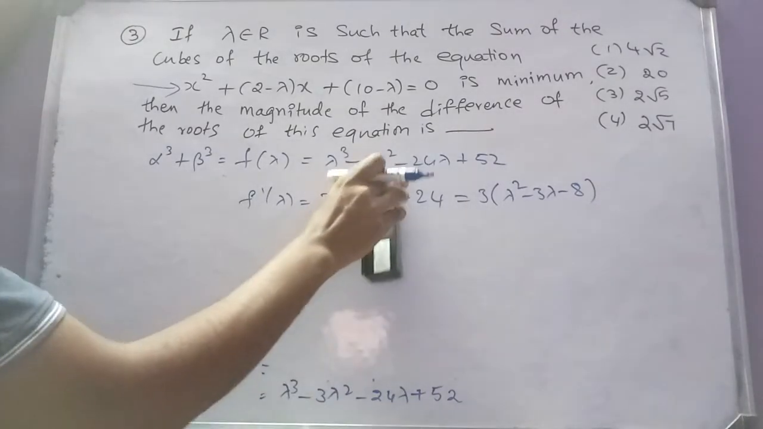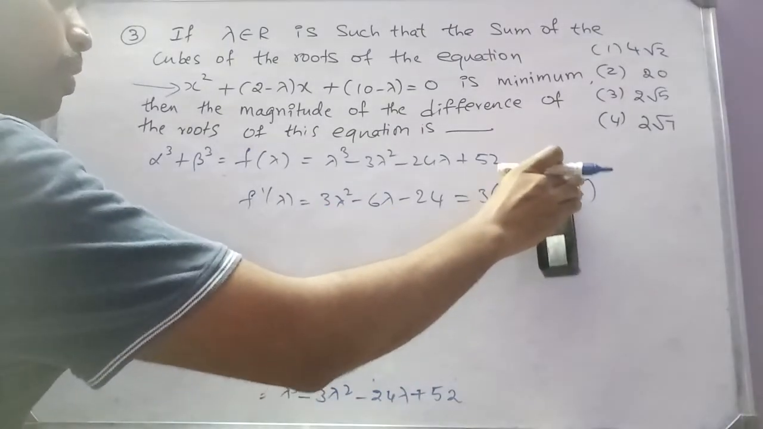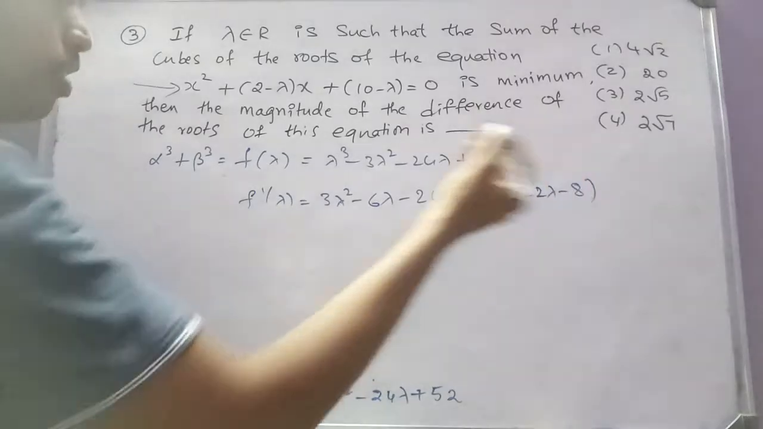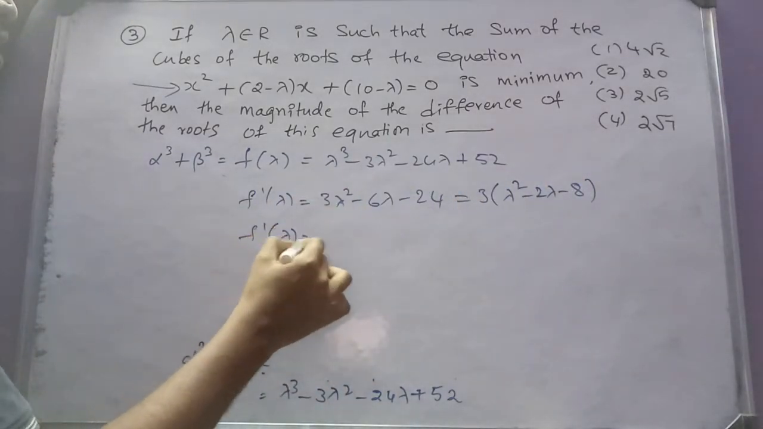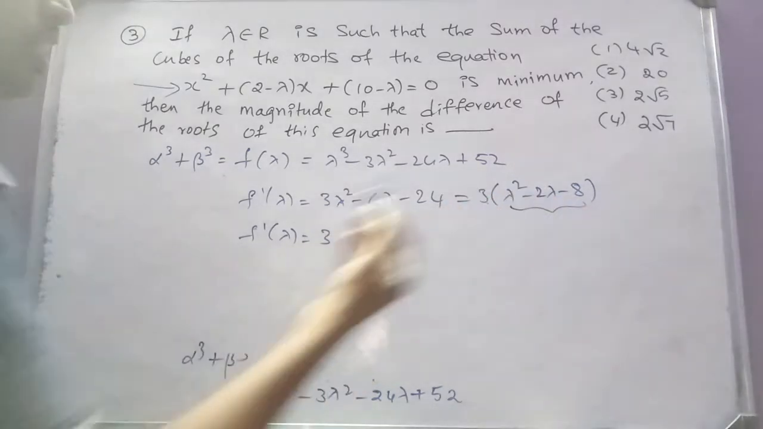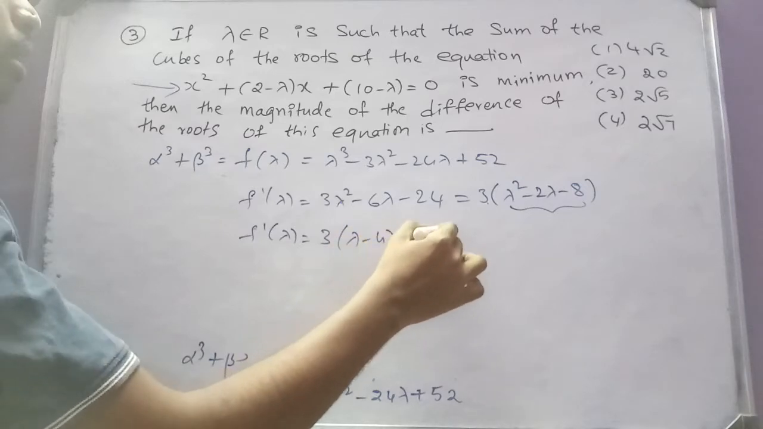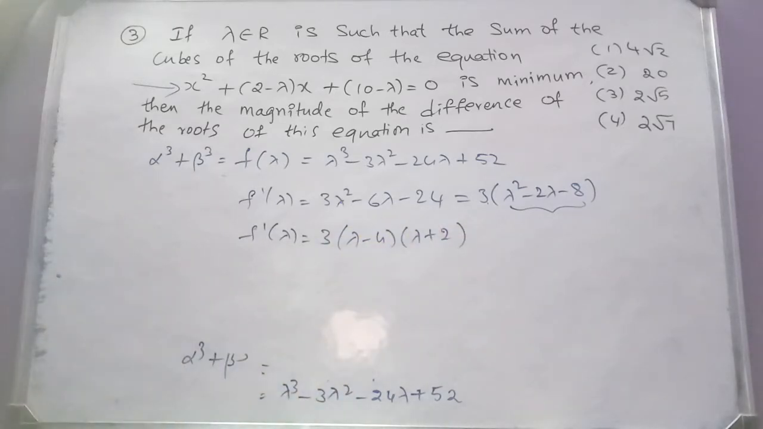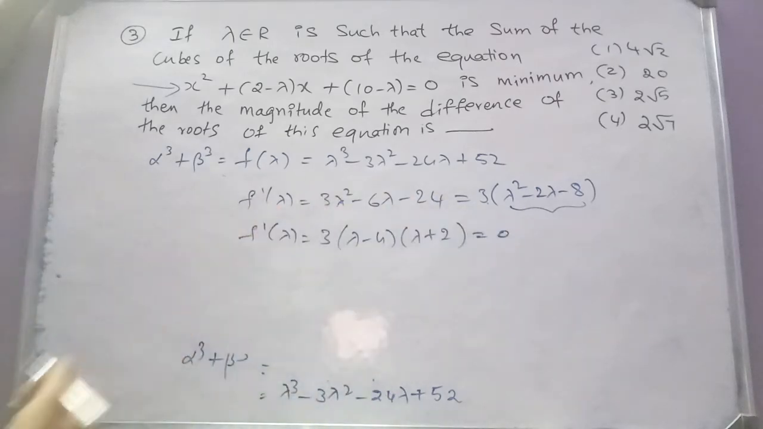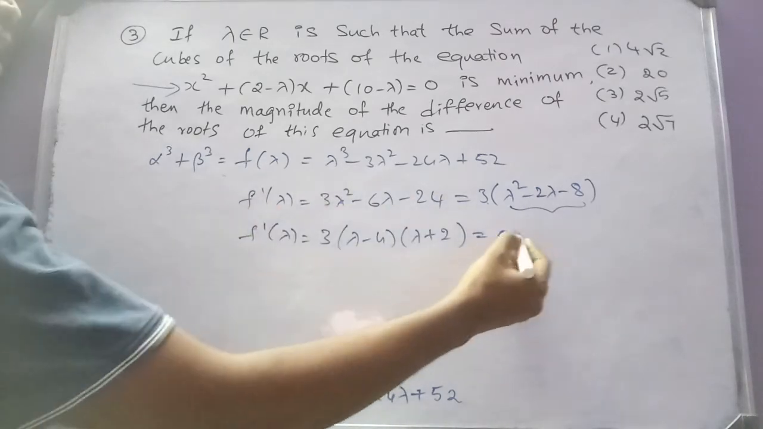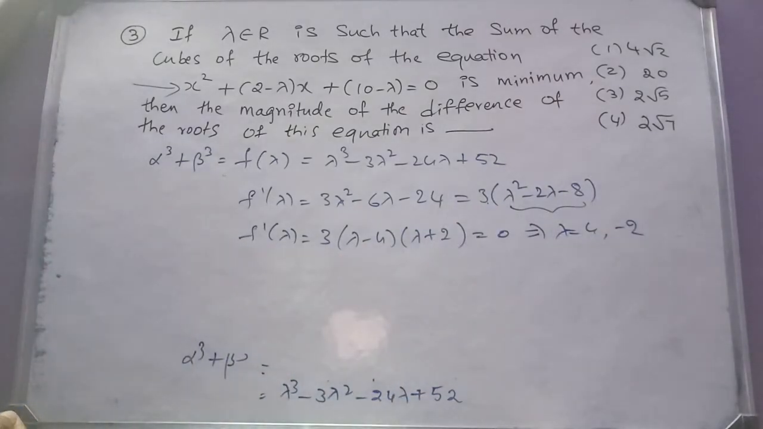A small correction, this is 6 lambda and therefore this is 2 lambda. Sorry for the mistake. Let us continue. So f dash of lambda is equal to 3 times, and if you factorize this polynomial, you'll get lambda minus 4 into lambda plus 2. Let us find the zeros of f dash of x. If you find the zeros of f dash x by equating it to 0, you'll get lambda is equal to 4 comma minus 2.